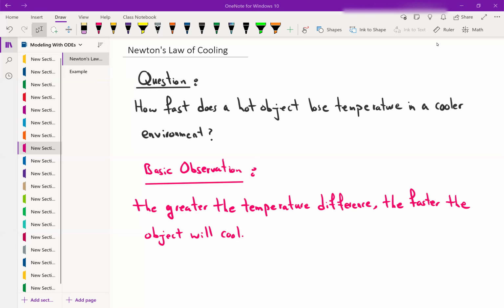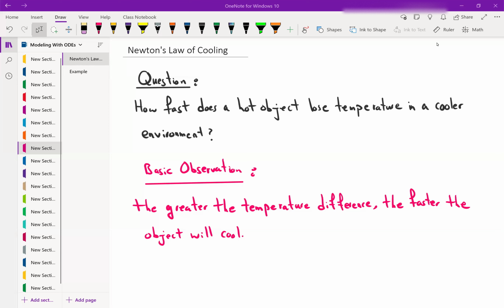So far, we have discussed several differential equations derived by applying Newton's second law of motion. Also, we talked about differential equations that model population growth, population dynamics. And what I want to do now, I'd like to introduce a differential equation based on a simple observation about how fast a hot object loses temperature in a cooler environment.